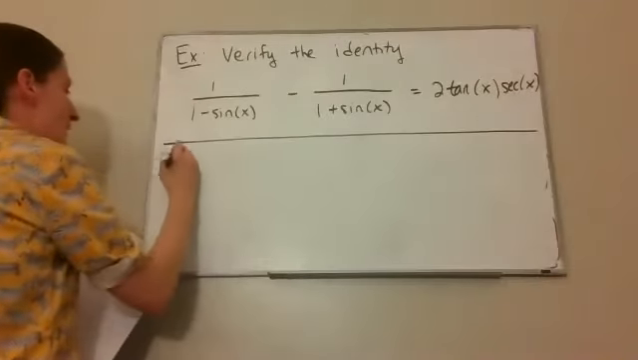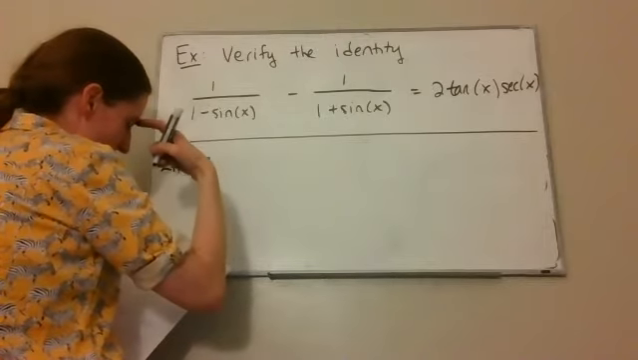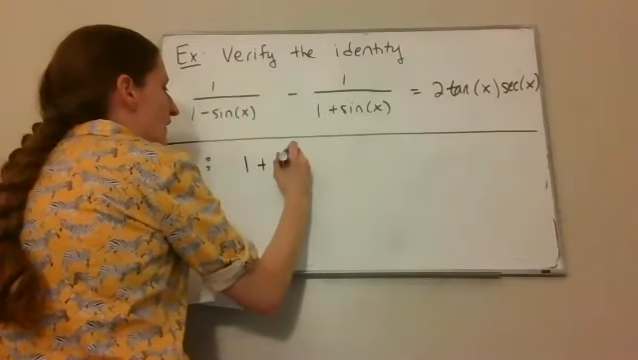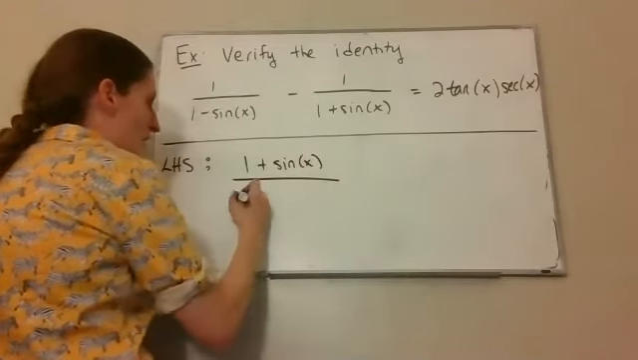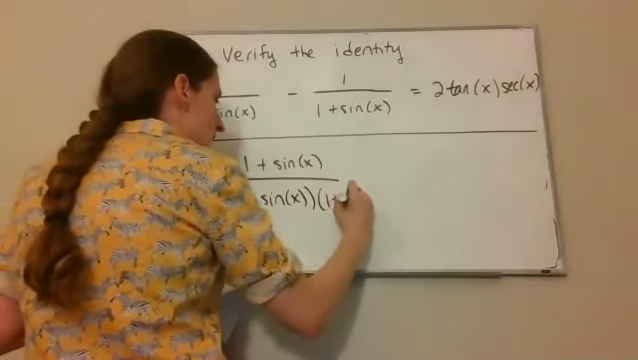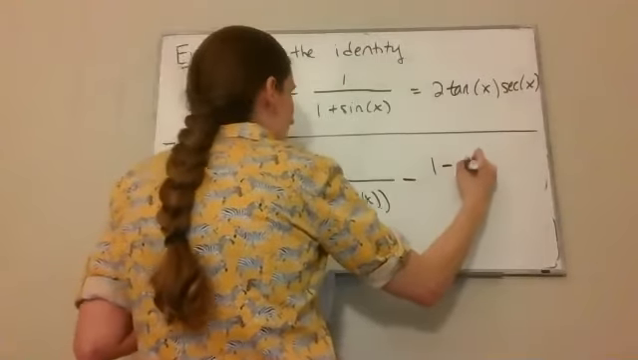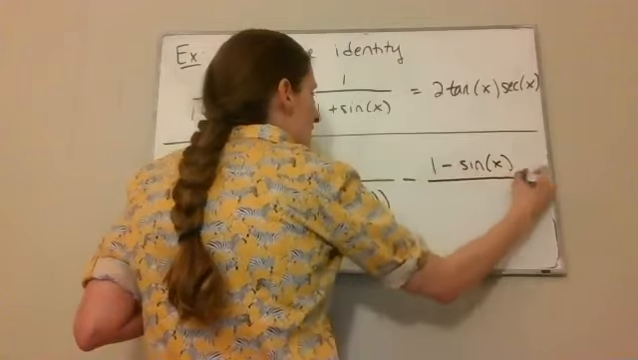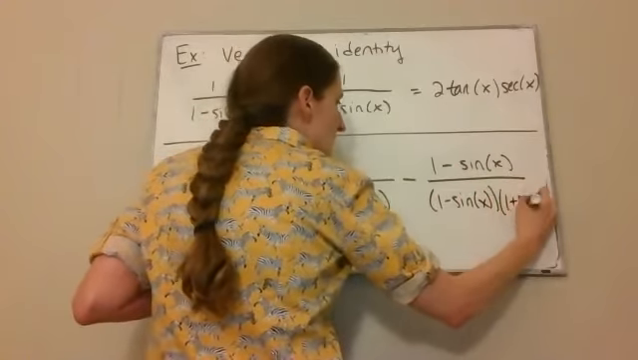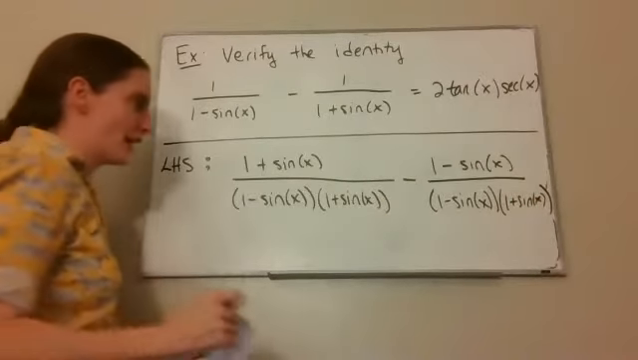So taking just my left-hand side, what's something I can do on the left side? I would probably try to write this using a common denominator. So I would have 1 plus sine x multiplied on the top and the bottom of the first fraction. And for my second fraction, I'm going to have 1 minus sine x multiplied on the top and the bottom. So now both my fractions have the same denominator, and I can add across the top.